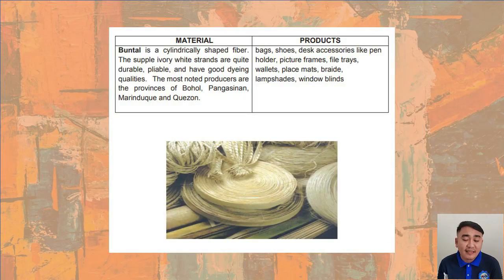Next, we have buntal. Buntal is a cylindrically shaped fiber. The supple ivory white strands are quite durable, pliable, and have good dyeing. The most noted producers are the provinces of Bohol, Pangasinan, Marinduque, and Quezon. The products made out of this raw material are bags, shoes, desk accessories like pen holder, picture frames, file trays, wallets, placemats, braid, lampshades, and window blinds.